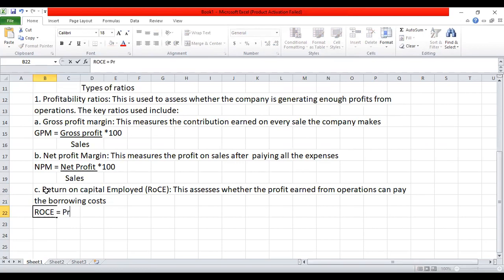profit before interest and tax, times 100, divided by capital employed. The net profit, that is profit after tax, not profit before tax, the net profit after tax, after you have removed the tax.